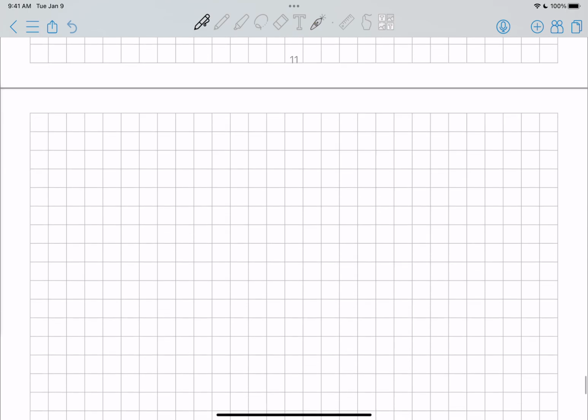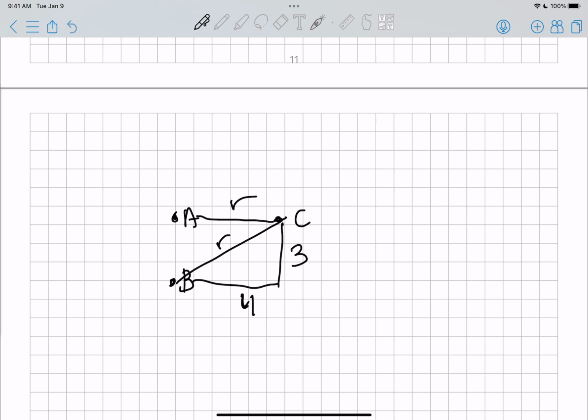So if I have A, B, C, then the r that I'm looking at is this direct r, and the r I'm looking at here is this direct r. If I was given 3 and 4 centimeters, I can't say r is 3 centimeters or r is 4 centimeters. I'd have to do the Pythagorean theorem to figure out this direct distance in between, which would be 5 centimeters, for example. That's my r.